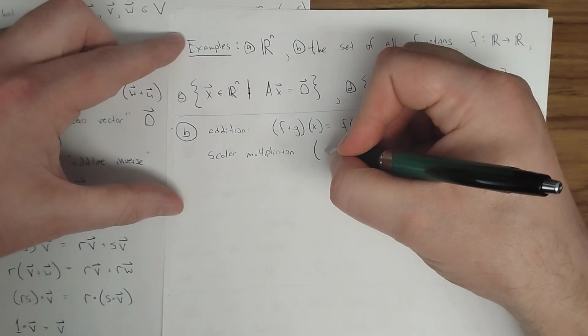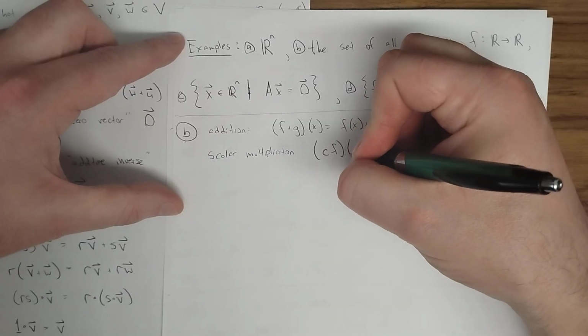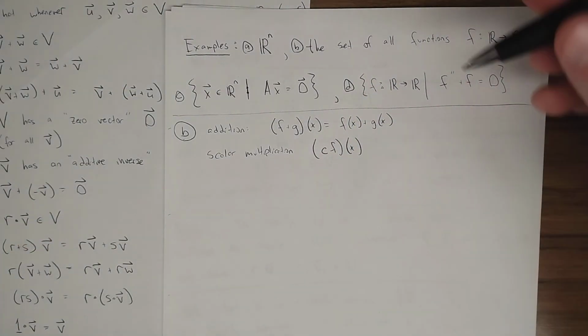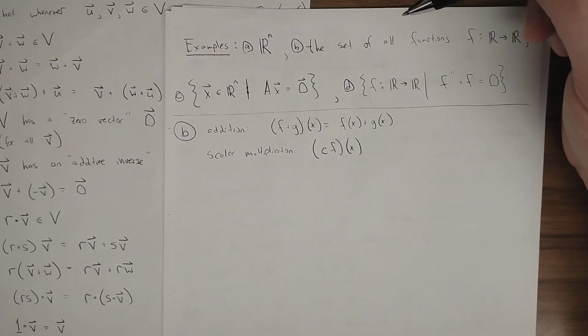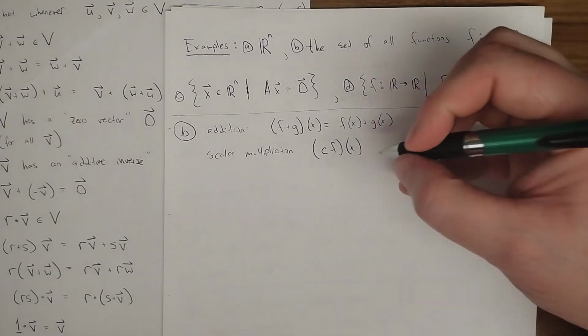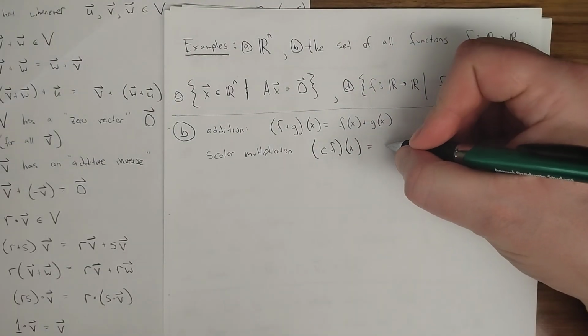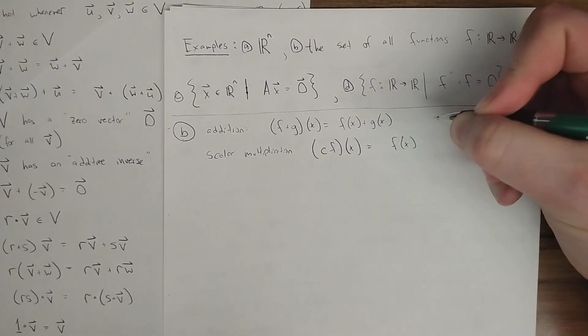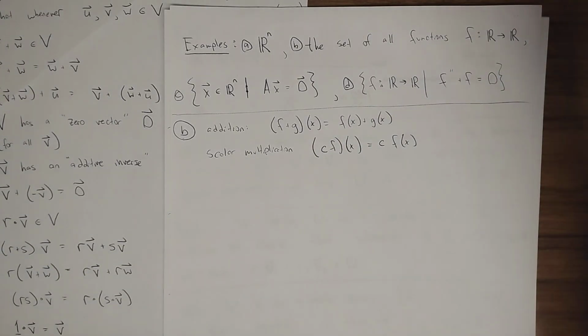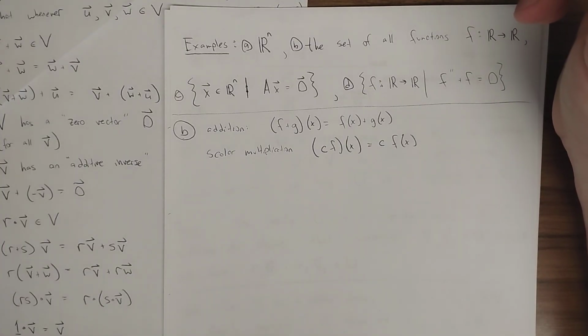If I want to do scalar multiplication, if I have a function f, I should also have a function cf, where c is a real number. And the way I plug something in is, I just do whatever f of x is, and I multiply it by c. Symbolically, this just looks like I'm moving parentheses around, but this is an actual definition.